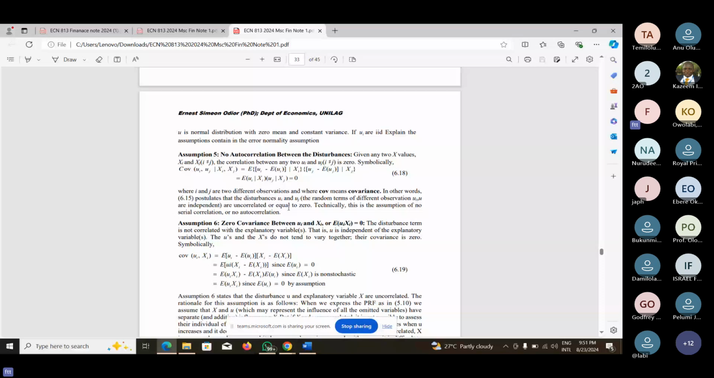Technically, this assumption is no serial correlation or no autocorrelation. It means that we have two error terms: error Solomon and error Kayode. They must not be equal to 0. That means they must not be equal. You can't say that Kayode is married, so Solomon's babe like, who is the other person I can use?